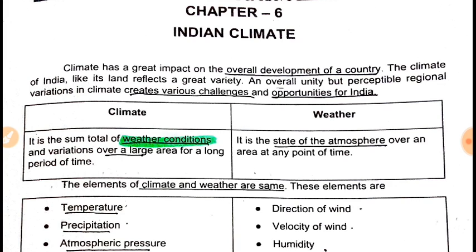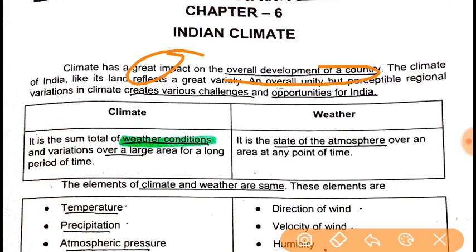From here, you can always use certain words which are used for introductions. So, climate has a great impact on overall development of a country. Then, you had studied that line that nowhere in the world is the influence of climate so much on the development of a country as it is seen in monsoonal countries, and India is a tropical monsoonal country. Okay, so you can utilize this line.